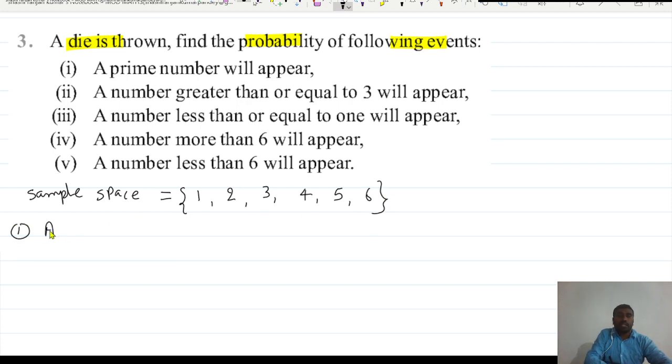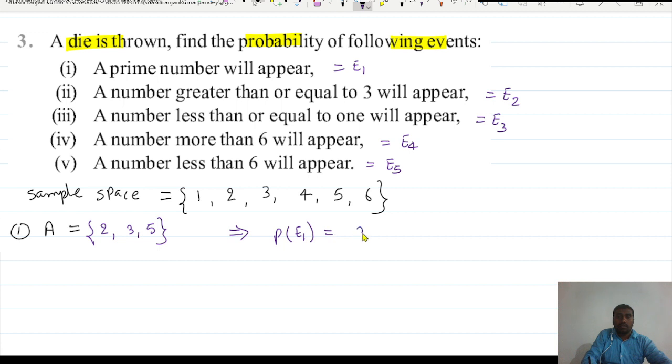Talking about the first question, first it is saying that a prime number will appear, right? So what is a prime number? Prime number, you know, can be 2, 3 or 5 in this case. So either 2 or 3 or 5. Simply find the probability. Let us suppose this is your event number E1, this is event number E2, event number E3, event number E4, and event number E5. So what is the probability of E1? It is better if I write here E1. This is the event 1.